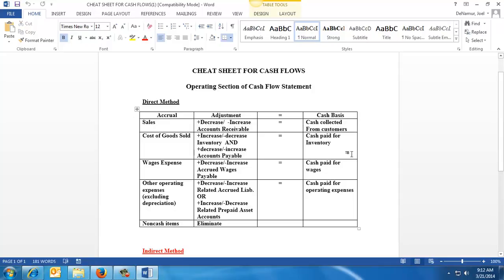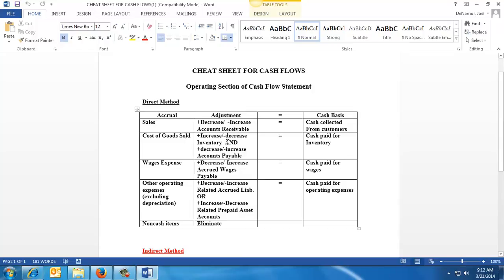Now, the next item is cash paid for inventory. To calculate this, we take the cost of goods sold off of our income statement and we look at the change in inventory from our balance sheet. If it increased during the year, we will add that. If it decreased, we will subtract that.